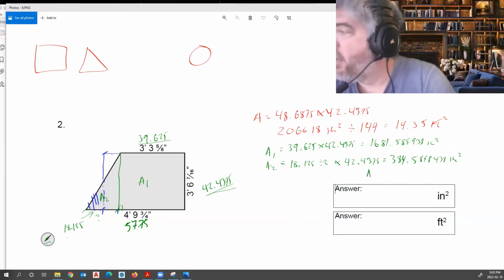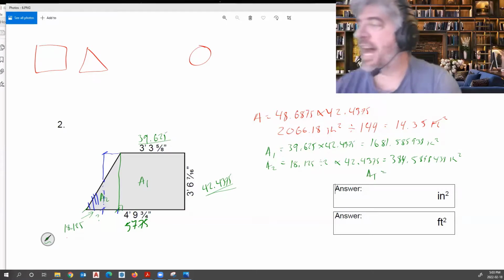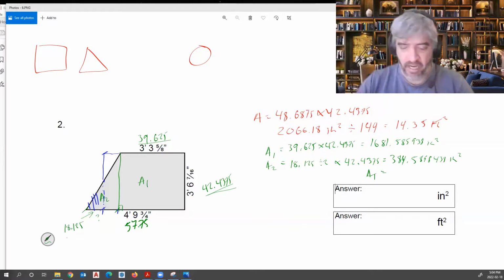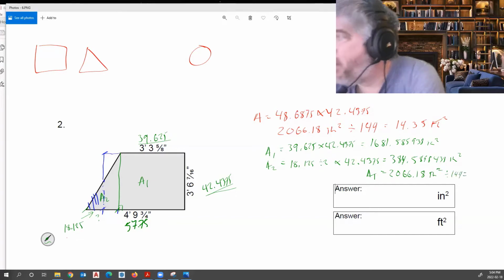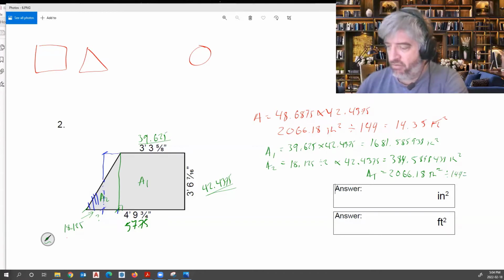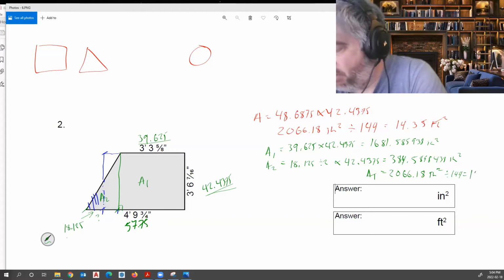So now to get my area total, I just have to add those two values together: area 1 plus area 2. So I'm going to add 1681.585938 and the 384.59. When I get the answer here, again, this is a final answer, so I can round it. I get 2066.18, again a rounded value. That's square inches. Now I need to divide that by 144 to get square feet. Divided by 144 gives me 14.35, and that's square feet.